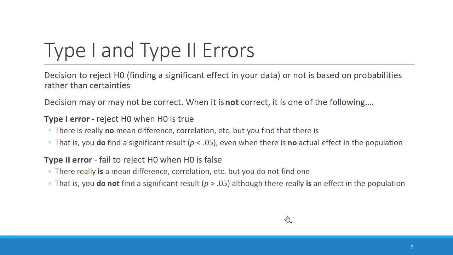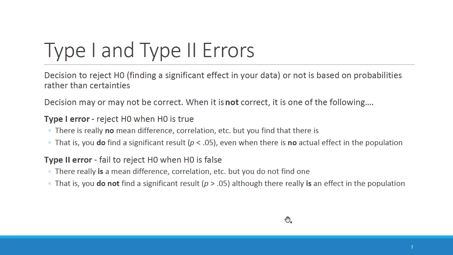A type 1 error is when we reject the null hypothesis when we shouldn't. In other words, we reject the null hypothesis when in fact the null hypothesis is true. There's really no mean difference or correlation between your variables, but you find that there is. So you're incorrectly rejecting the null hypothesis. In other words, you do find a statistically significant result, so your p-value is less than 0.05, even when there is no actual effect in the population.